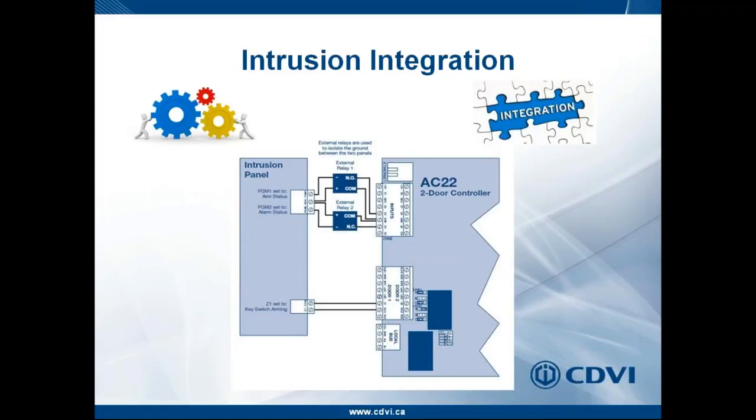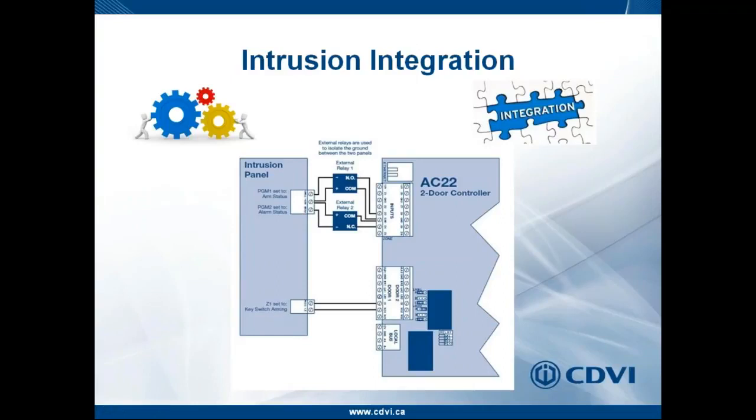So when we double swipe a card at a reader, what Atrium, the control panel, will do is trigger one of the two dry contact relays on the control panel. This relay output will be connected to a zone, a key switch arming zone on the alarm system. So when the alarm system senses that the status of the arming zone has changed, it will go into arming mode.